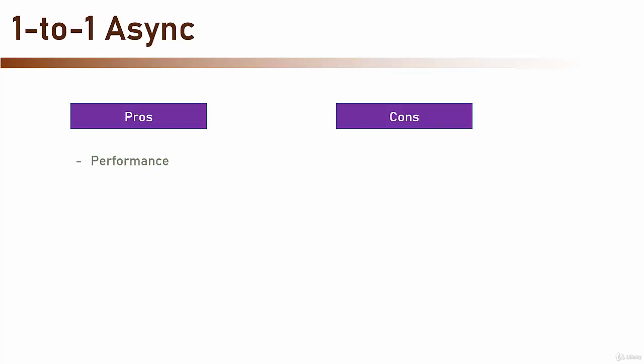Let's see. The biggest advantage of the one-to-one async pattern is in its performance. When the calling service shouldn't wait for a response, nothing blocks it, and the performance doesn't take a hit when the other service takes its time handling the message. So this is the main reason for going with async messaging.